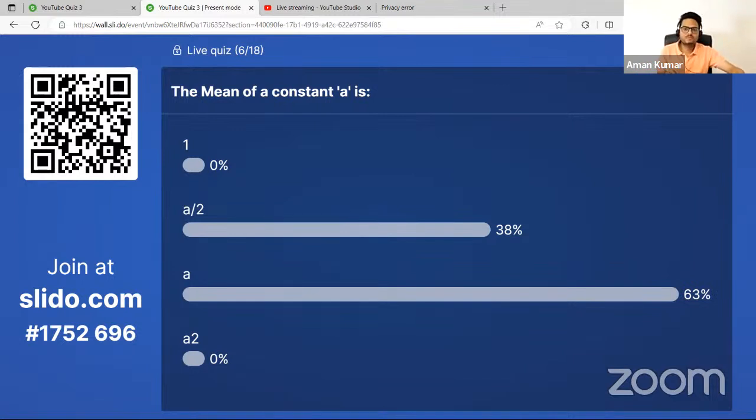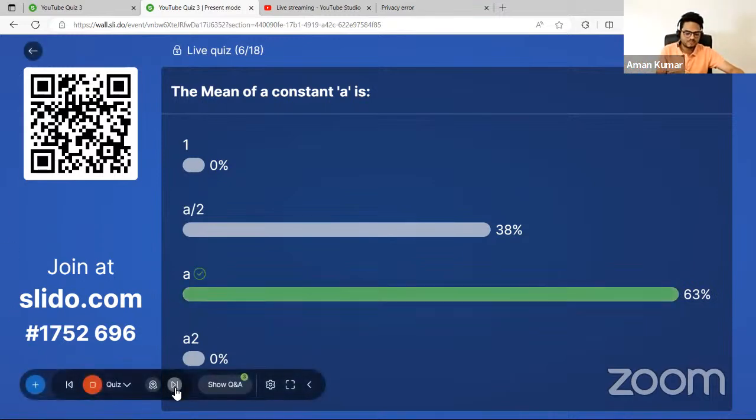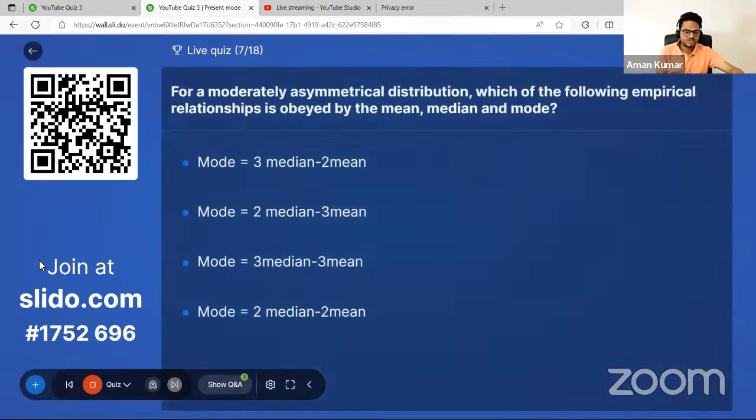This is how you should think of this. I give you a number, let's say 7. What is the mean of 7? It's 7, right? So there is nothing to think here. Next one, less time again.